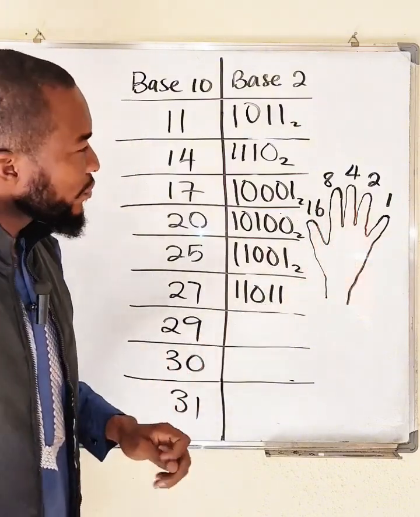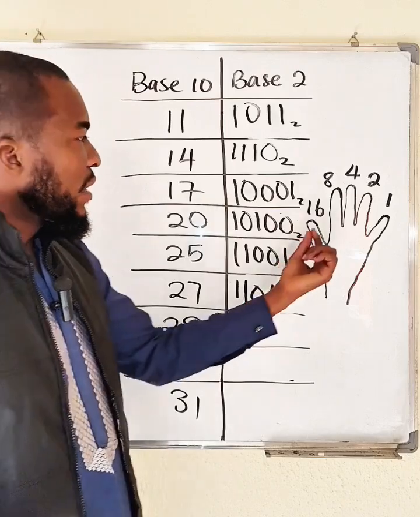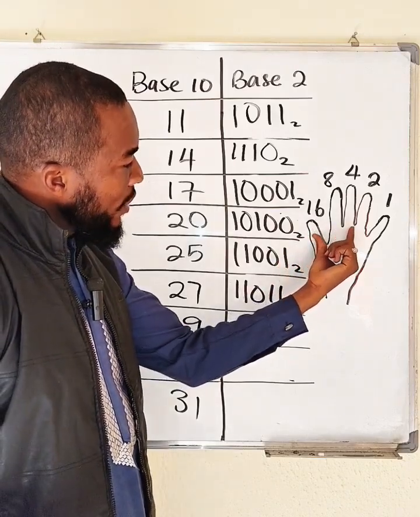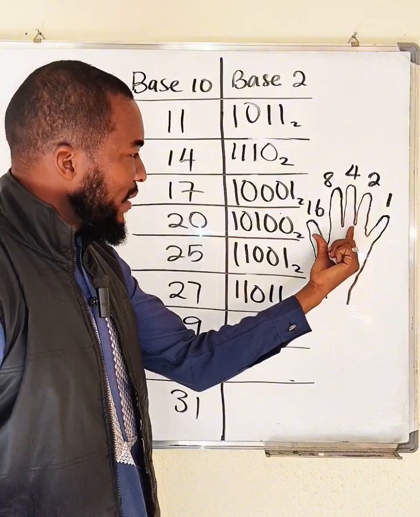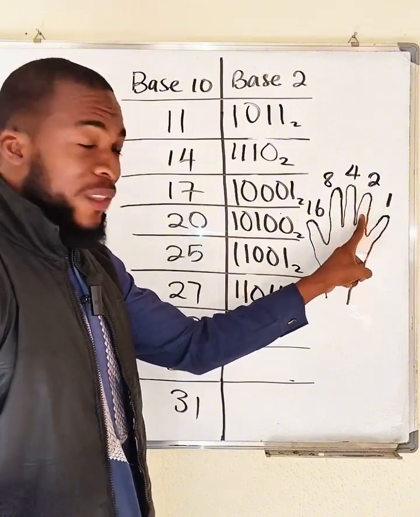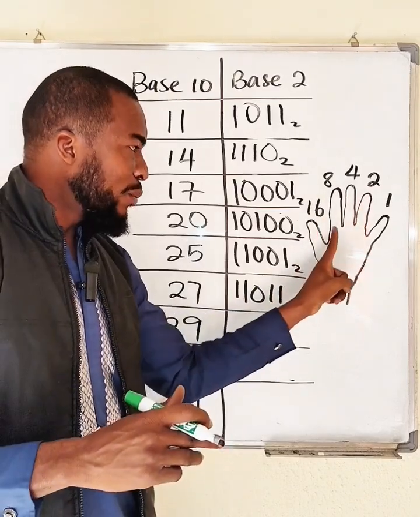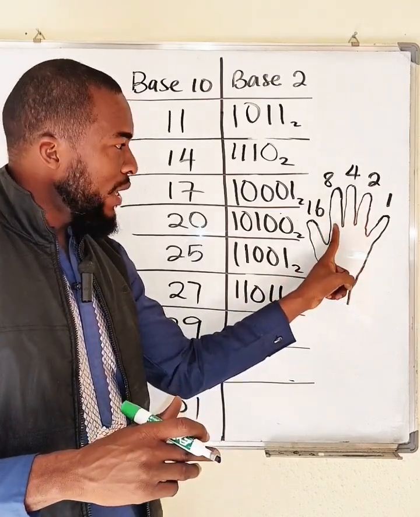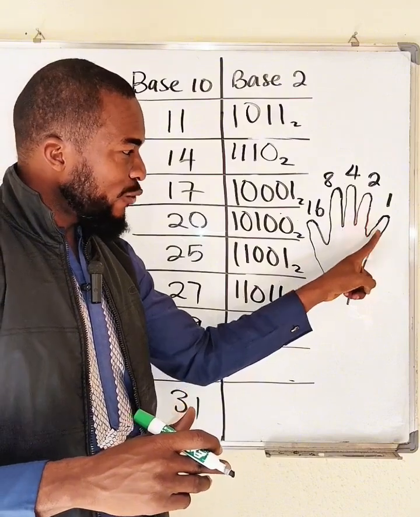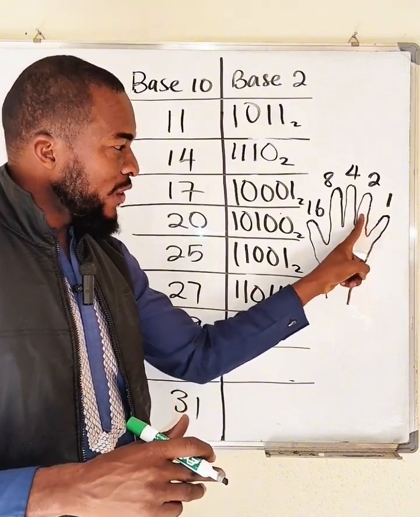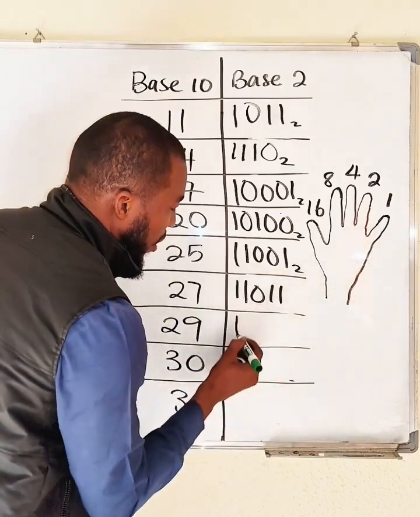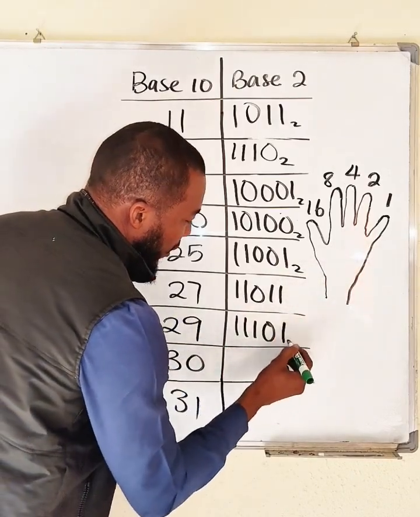Then 29. 24 plus 4 is 28. And this we have 29. So we are going to exclude this one. Look at it. 16 plus 8 is 24. Then 24 plus 4 is 28. Then plus 1 is 29. We are only excluding this one. So it will be 1, 1, 1, 0, 1.